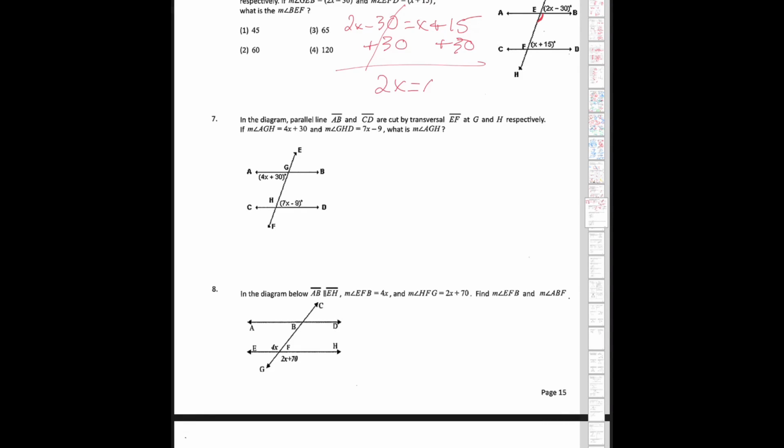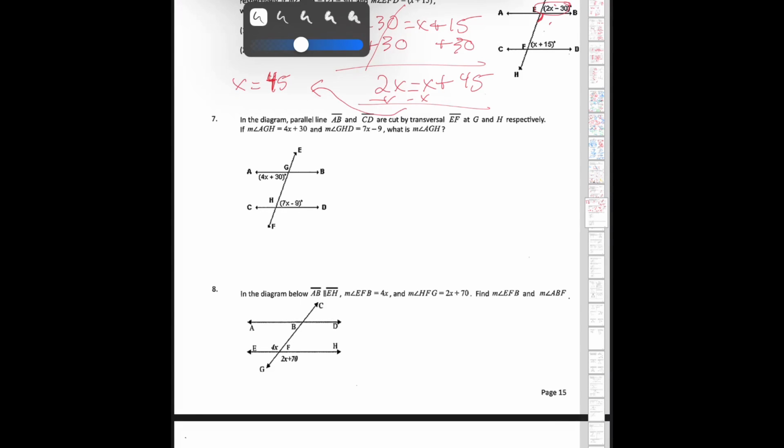Here, 2x equals x plus 45, and then if I subtract the x, I get that x is equal to 45. So now, what we need to do is plug back in and see what we get for this angle here because these two are supplementary. There are two angles along a straight line. So 2x minus 30, let's plug back in. I'm going to go ahead and plug in 45. I get 90 minus 30. So then I get 60.